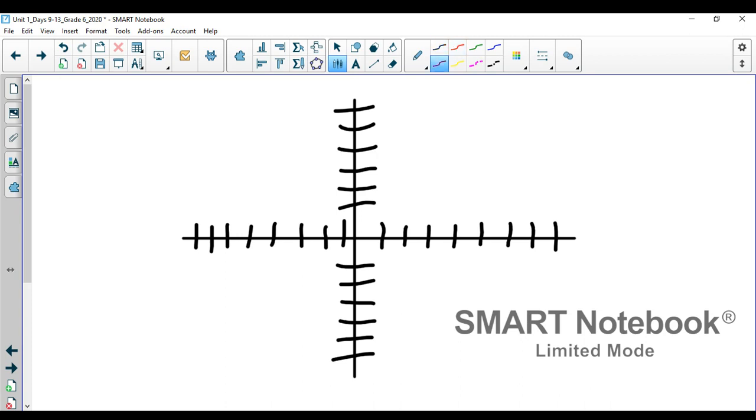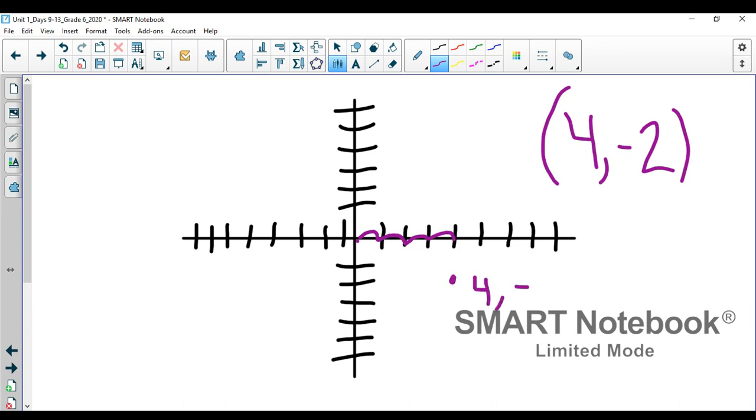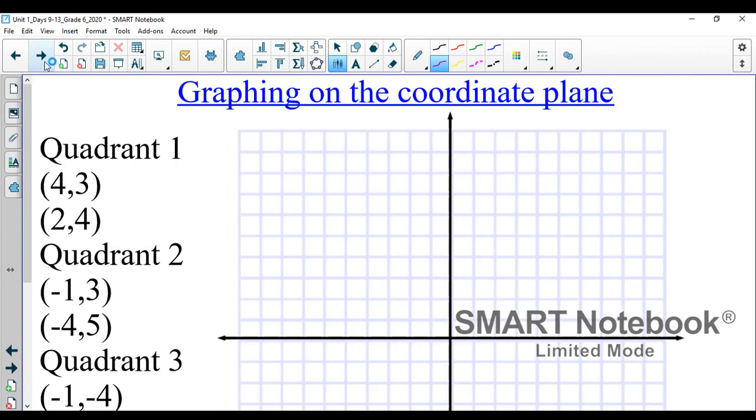Before we get into the slides, if we needed to go to the ordered pair (4, -2) on the grid I just made, I'd go 4 units right, 1, 2, 3, 4, and then 2 units down, and that would be right here, and that's where (4, -2) would be located. So if I were you, I would go ahead and pause my tape and make a coordinate grid for yourself before we go on to the next slide.